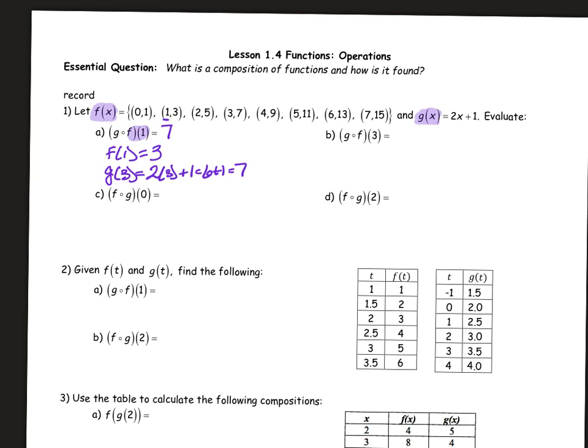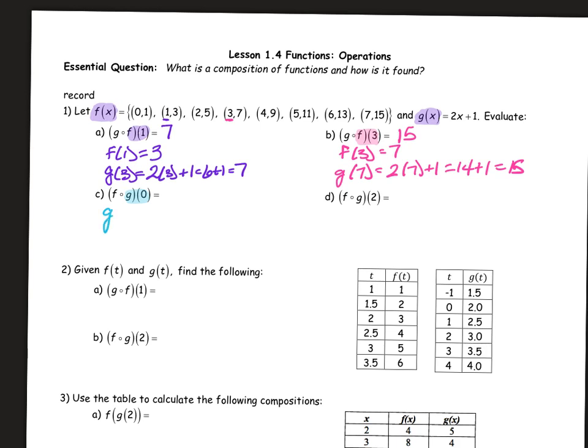Awesome. So we're going to do the same thing here. I need to find f of 3 first. So I'm going to go to my ordered pairs and find where 3 is as an x. There it is, and my y value is 7. And then I want to find g of 7. So 2 times 7 plus 1 equals 14 plus 1, or 15. Okay.